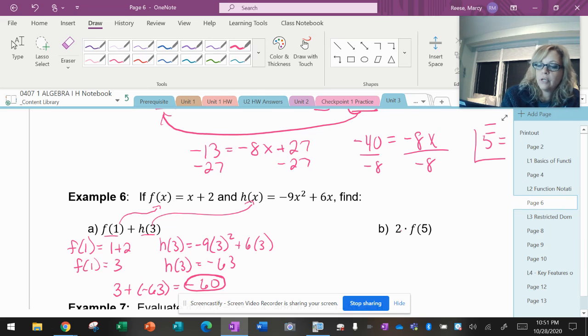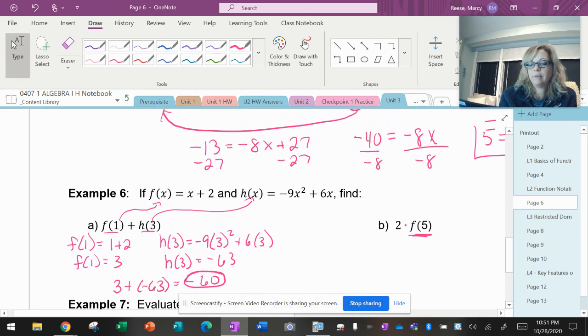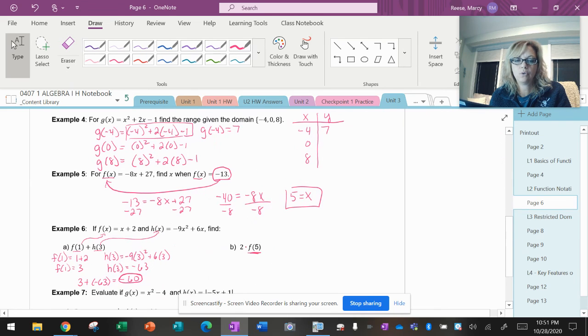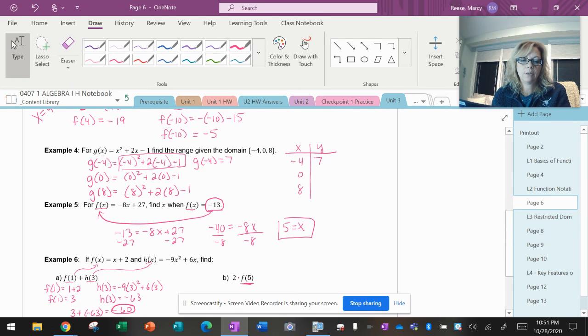That's it. For this one, you're going to find f of 5, and then it says take that answer and then multiply by 2. So you're going to do B, you're going to do 7, and you're going to make sure that you went back and filled in these guys right here for 4.